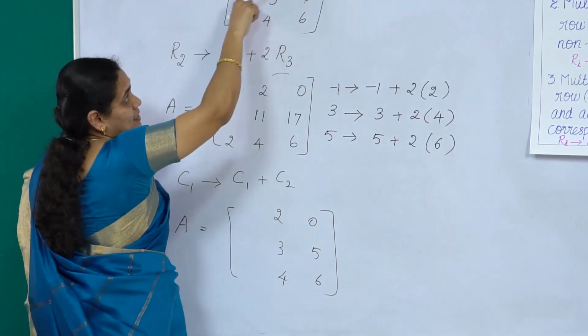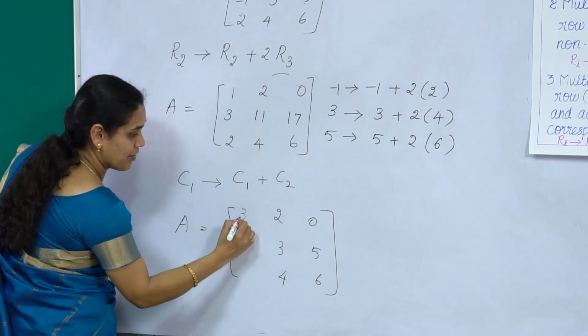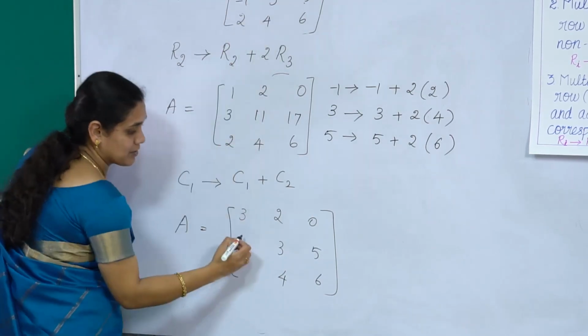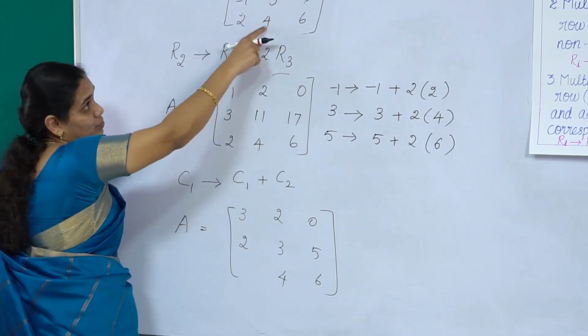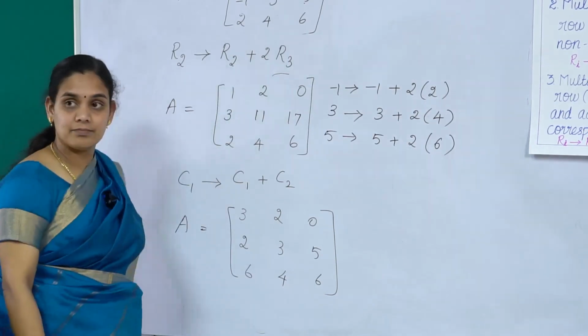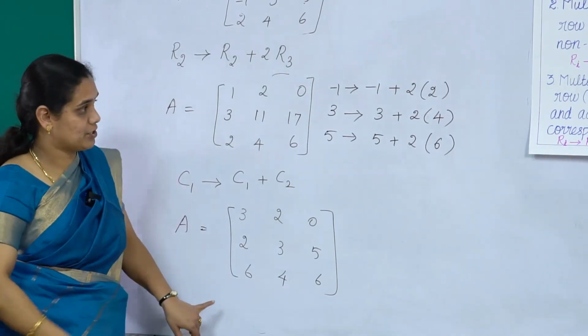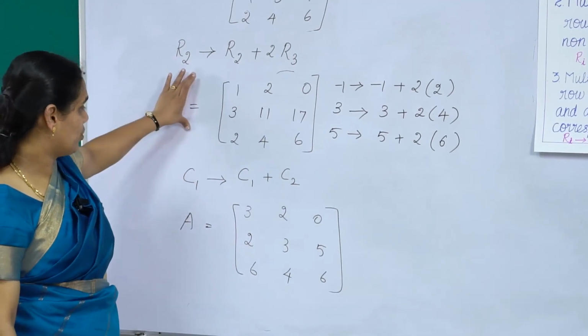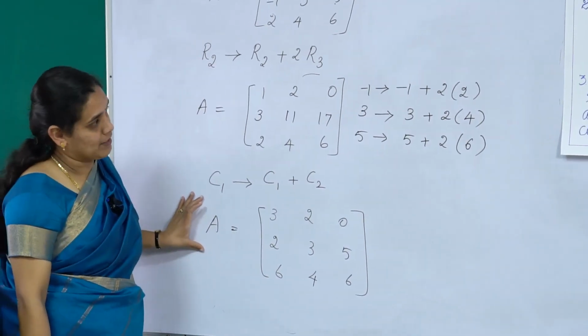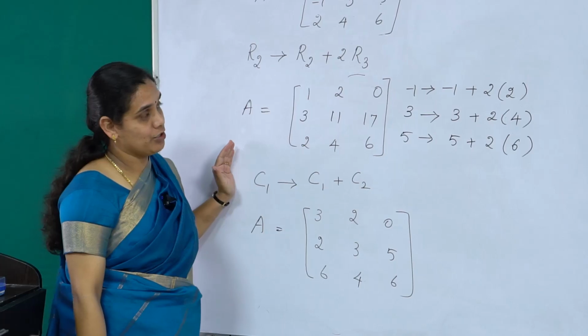So add this: 1 plus 2, 3. So that goes here. Minus 1 plus 3 plus 2, that goes here. 2 plus 4, 6. Done. This is how this operation works. This is by the row wise and this is by the column. So this is the third elementary operation.